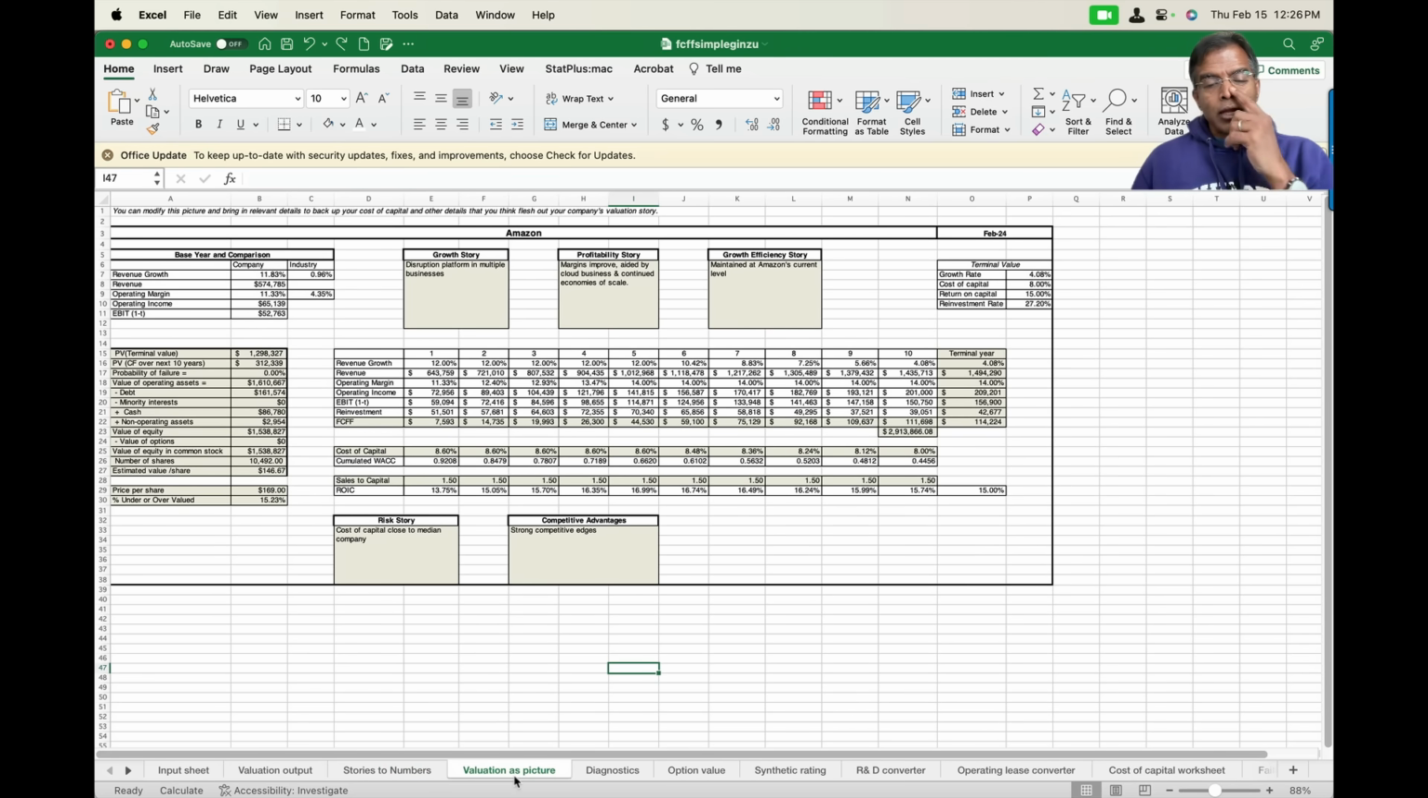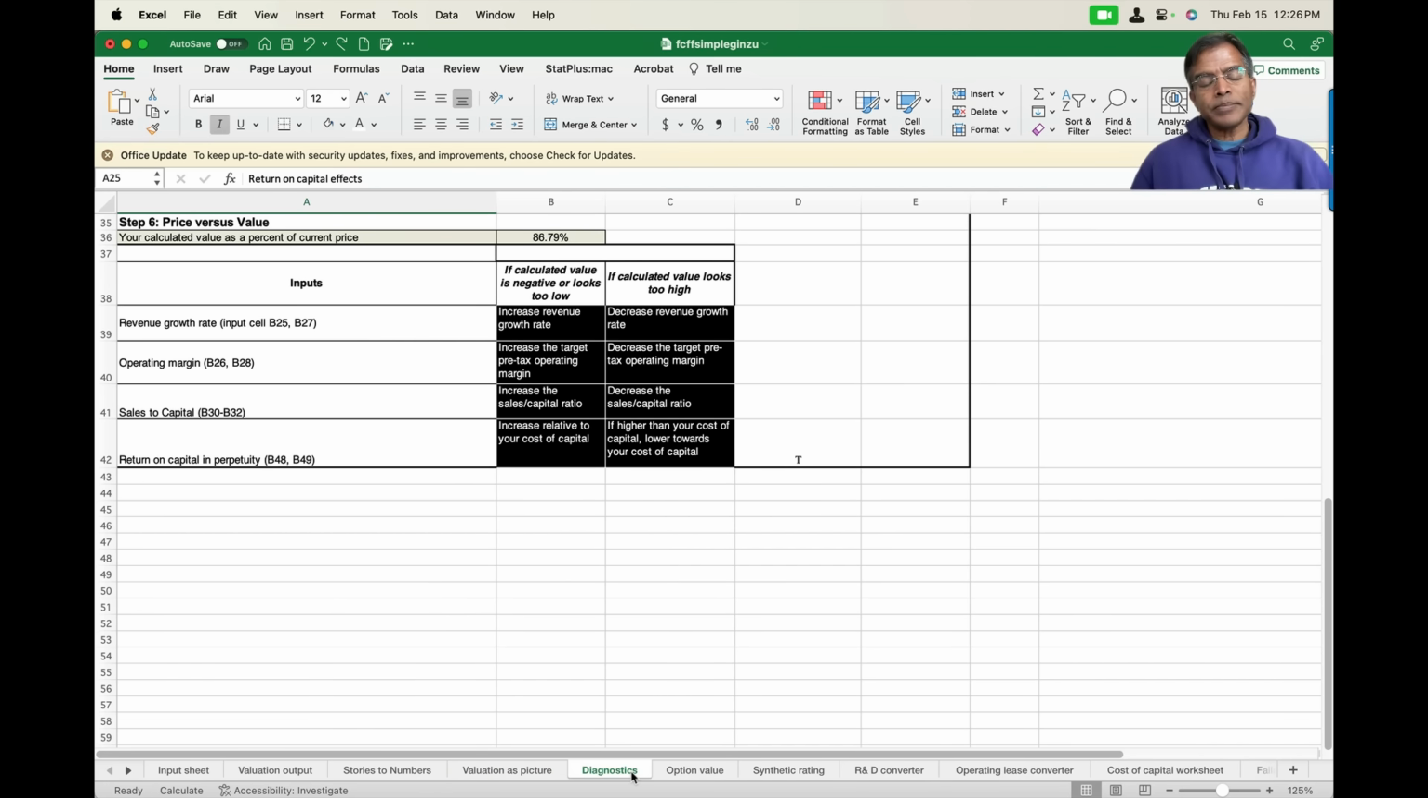Two years ago, I decided to also show the valuation as a picture. Again, there's nothing on this page that you couldn't have got in the valuation output page, but it just takes the numbers and shows them as a picture. Maybe some people connect better with pictures. Incidentally, there's a diagnostics page.